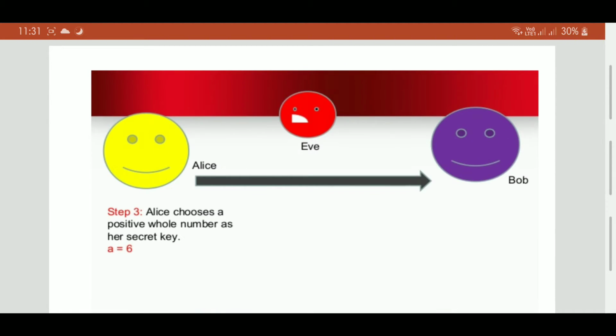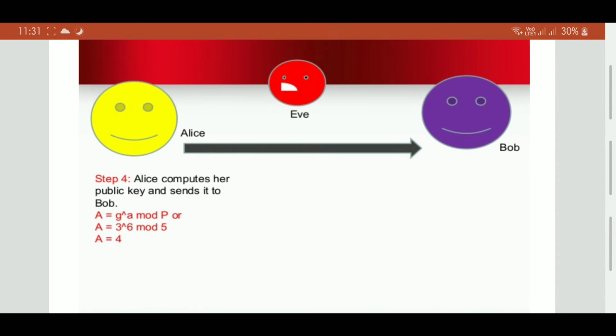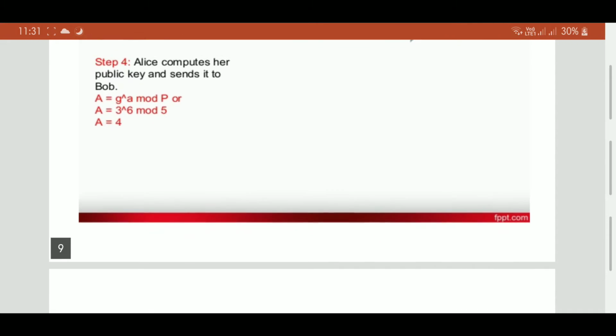Alice chooses a positive whole number as her secret key: a is equal to 6. Alice computes her public key and sends it to Bob. A is equal to g raised to a mod p, or A is equal to 3 raised to 6 mod 5. So here, on putting these values, we got A is equal to 4.